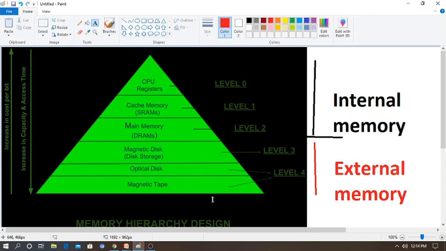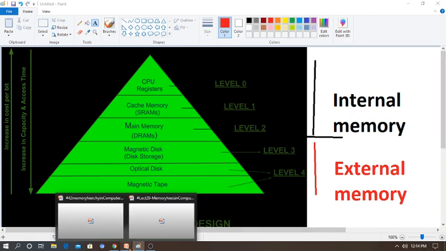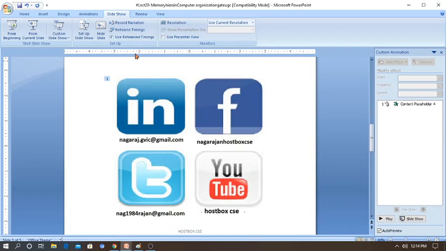In the upcoming session we will discuss the differences between independent memory hierarchies, as well as the 2-level and 3-level memory hierarchies. These topics we will discuss in upcoming sessions. And back to the PPT now. So this is a simple, very easy concept.